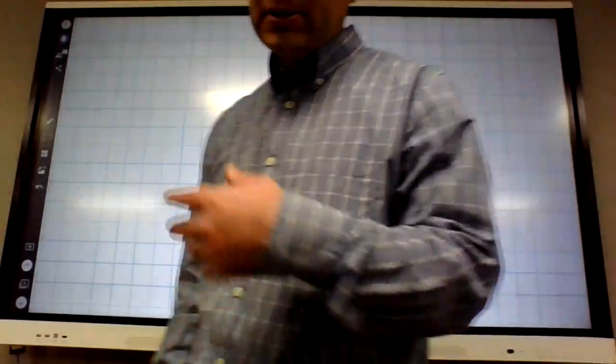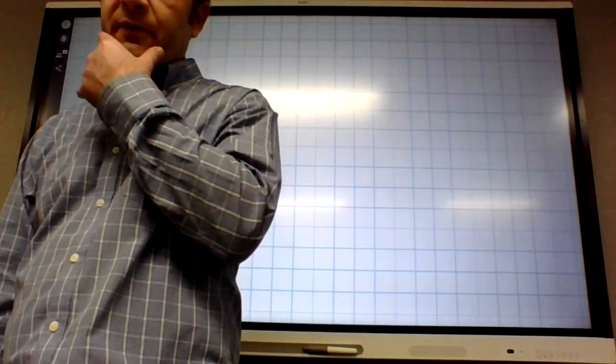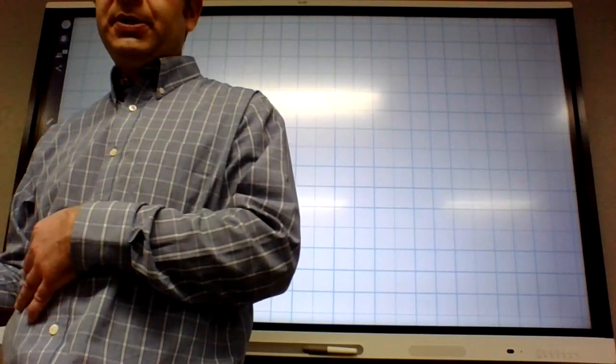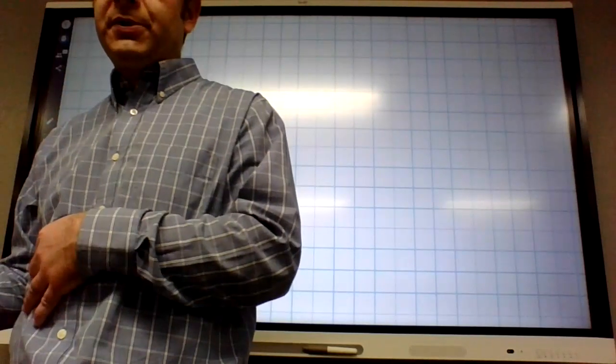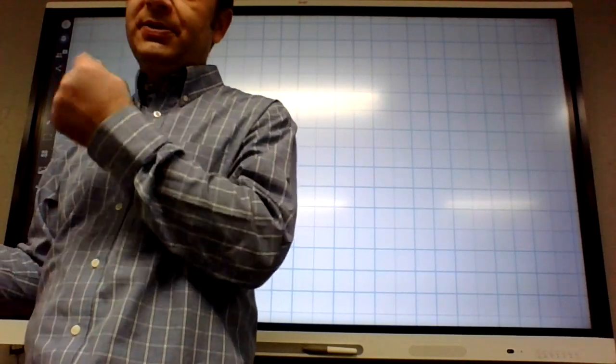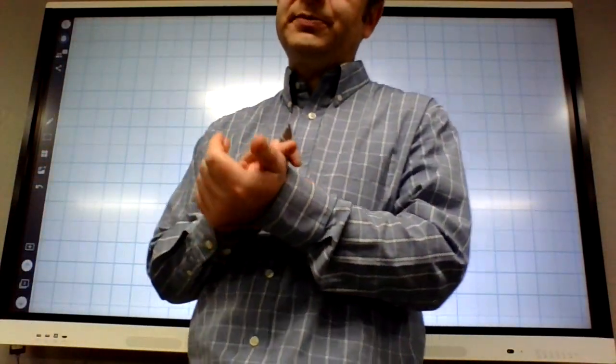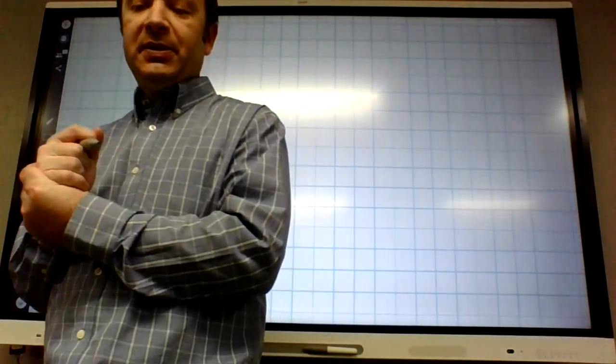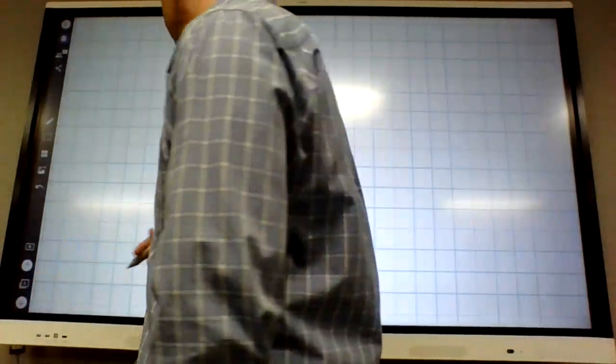Alright, number 11. Find the rule, that's what we were just doing. Then graph the function and its inverse on the same coordinate plane. So it's kind of combining the two, graphing and finding the rule. H of x equals negative 4x plus 1.